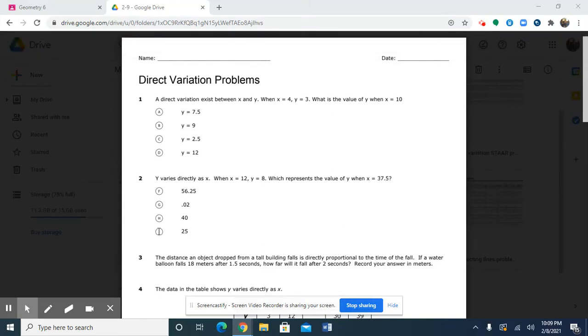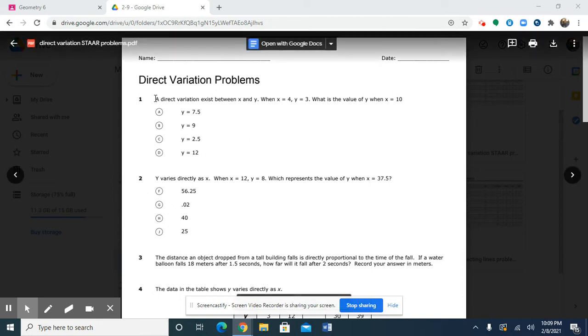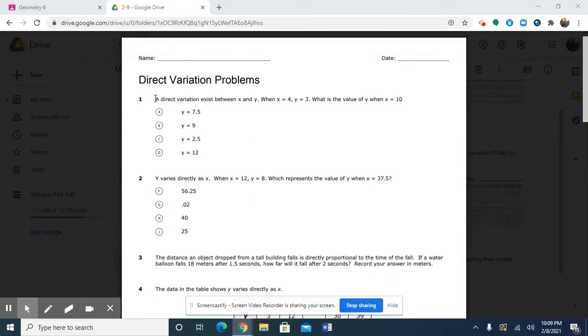Let's look at some examples of direct variation problems. Okay, looking at number one, we have a direct variation between x and y. When x is equal to 4, y is equal to 3. So what is the value of y when x is equal to 10?